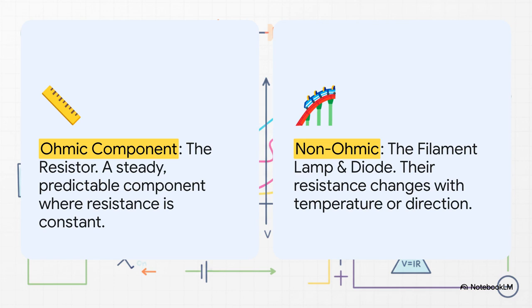Well, first, you've got the resistor. It's your steady, reliable, totally predictable friend. Then you have the filament lamp, which is a bit more dramatic. It gets hot, and as we'll see, it kind of changes its mind about things. And finally, the diode, which basically acts like a bouncer at a club. It's a strictly one-way street for current.